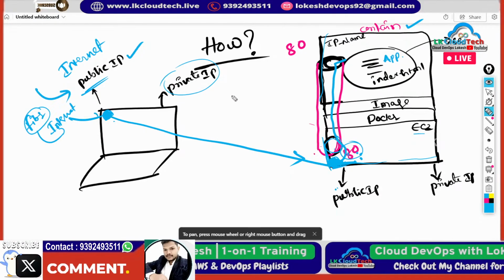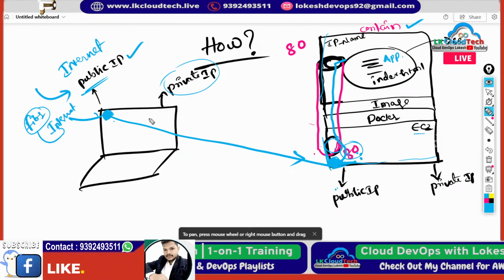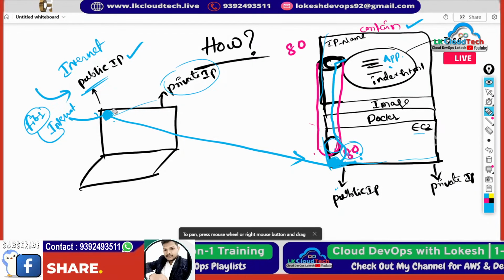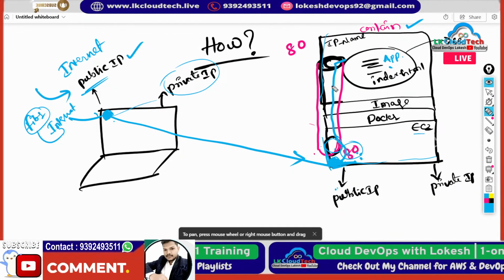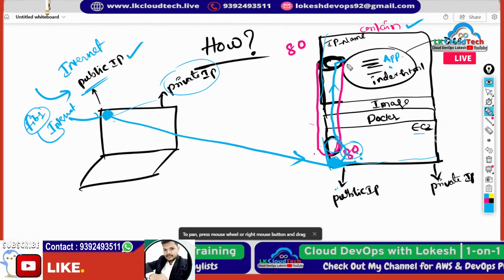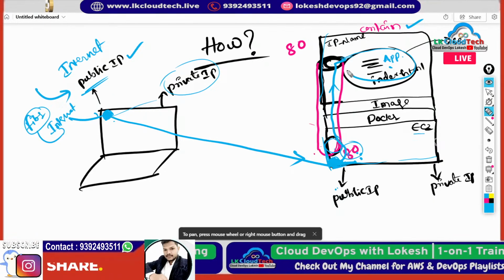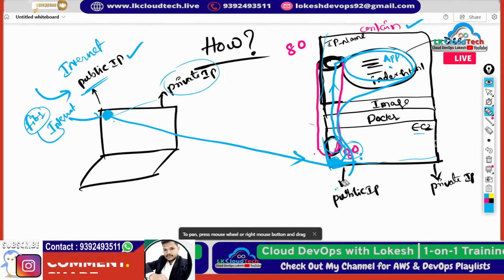Clear? Okay. This is the way. It is not directly connecting with your container. It is connecting through EC2. So it is going through like this. Whenever you want to access, then your application, you can get the response like this only.